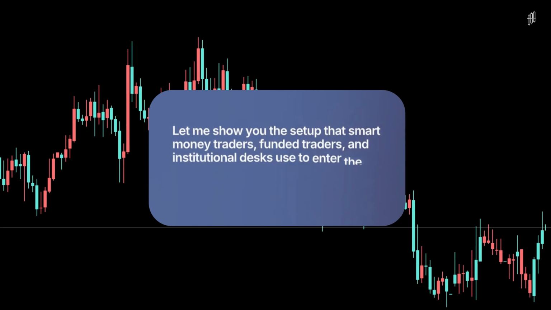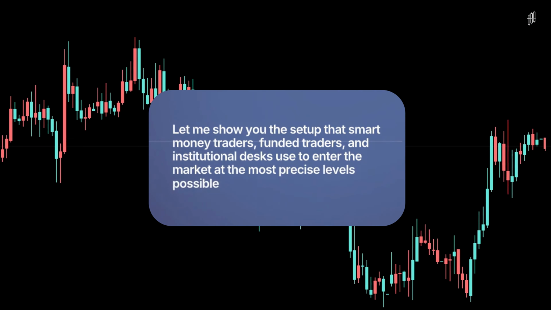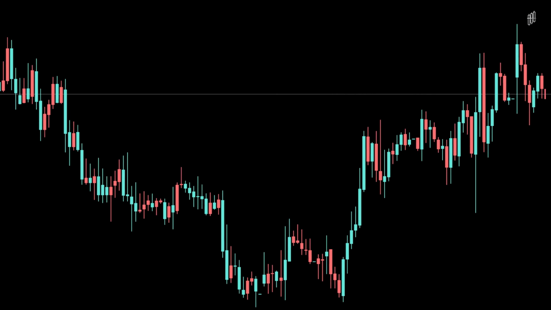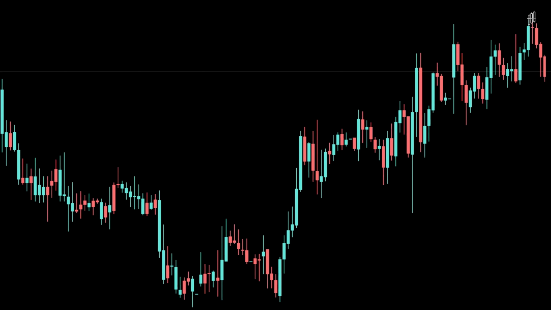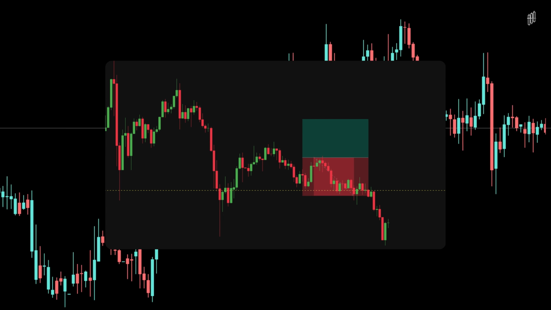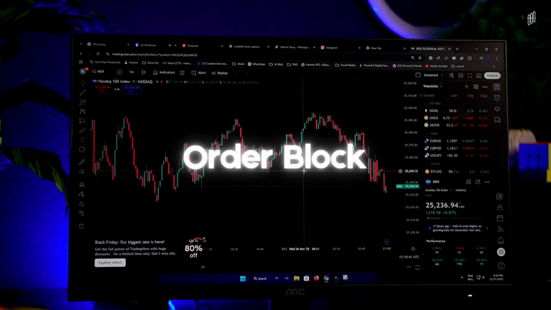Let me show you the setup that smart money traders, funded traders, and institutional desks use to enter the market at the most precise levels possible, while retail traders are getting trapped on the wrong side wondering what just happened. This concept is called an order block.